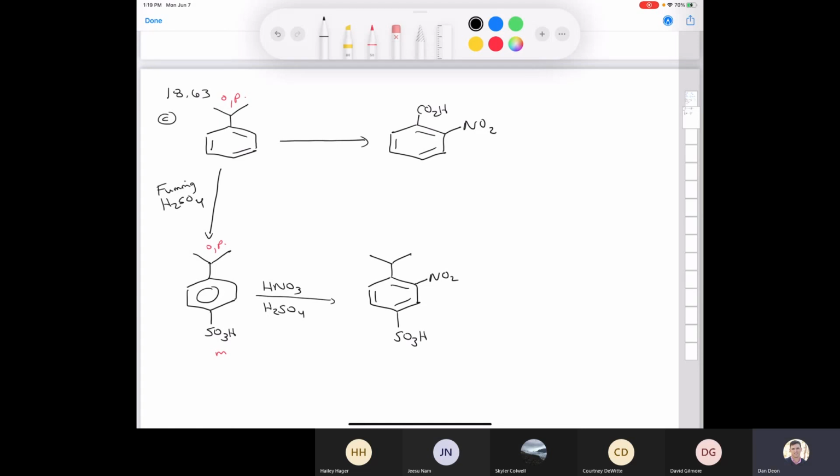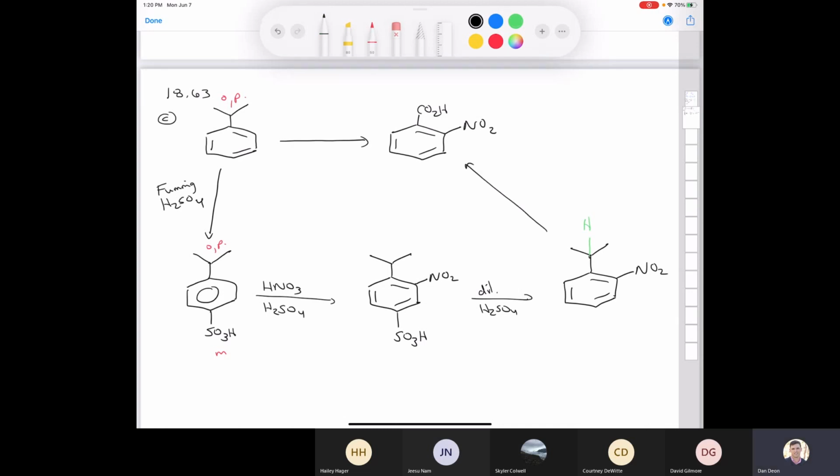Now we want to remove the blocking group. So we're going to use dilute sulfuric acid. Kind of running out of space here. There we go. In the last step, somebody said oxidation, and I agree because if we do an oxidation at the benzylic position and there is a proton here, all we have to do is a benzylic oxidation.